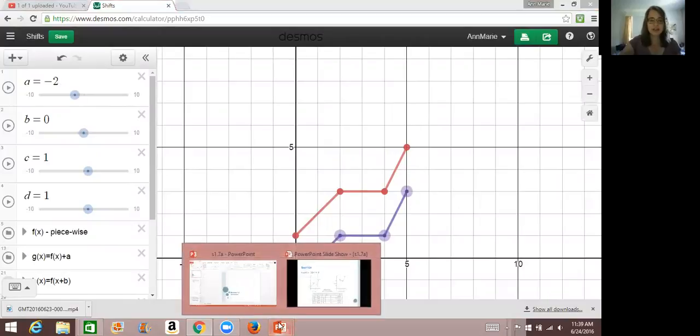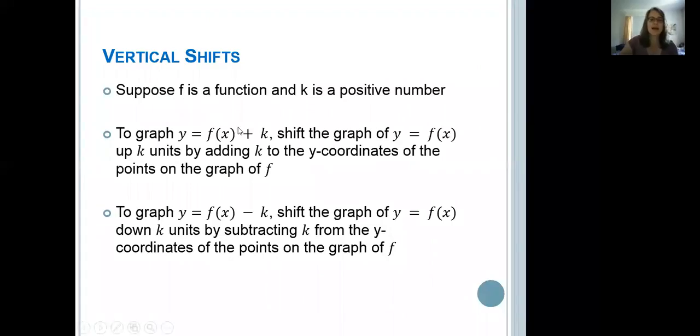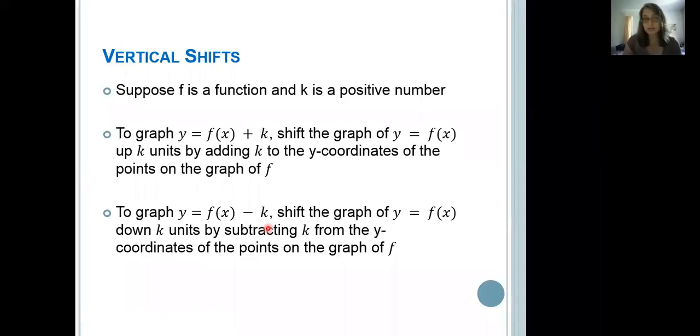So the bottom line here is adding something outside of the parentheses, like I've got going here, shifts my function's graph vertically, up or down. It shifts up if we add, it shifts down if we subtract. Okay, now, that's okay. If you have any questions, be sure and ask them.